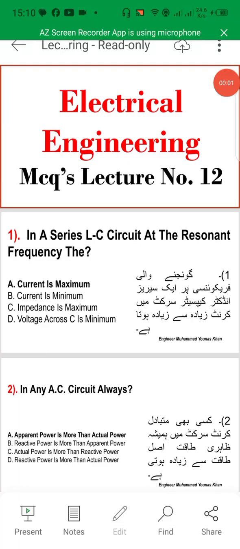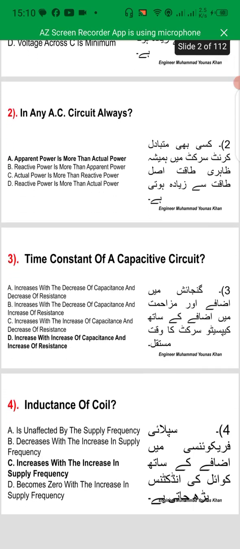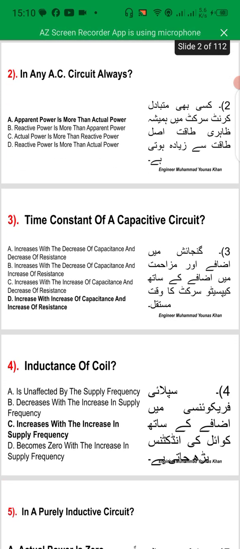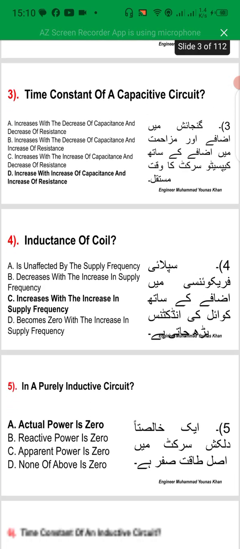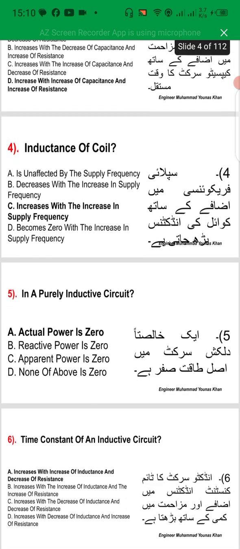In a series LC circuit at the resonant frequency, the current is maximum. In any AC circuit, always, apparent power is more than actual power. Time constant of a capacitive circuit increases with increase of capacitance and increase of resistance.